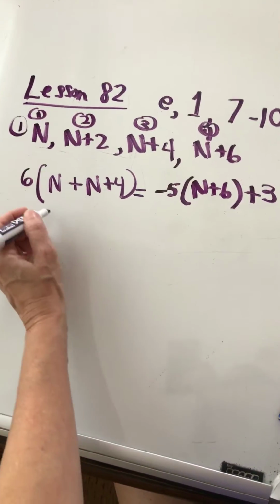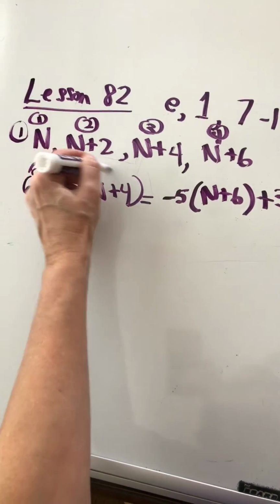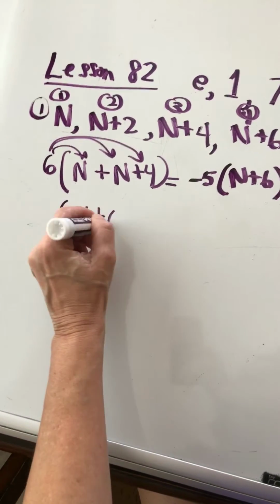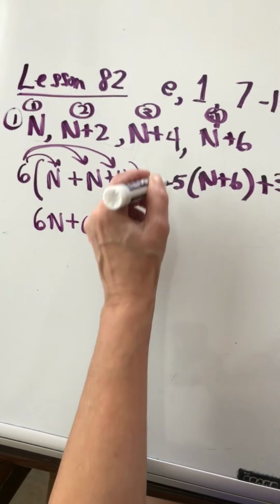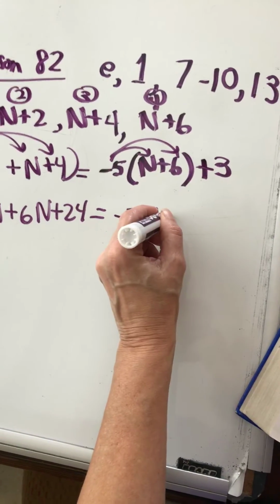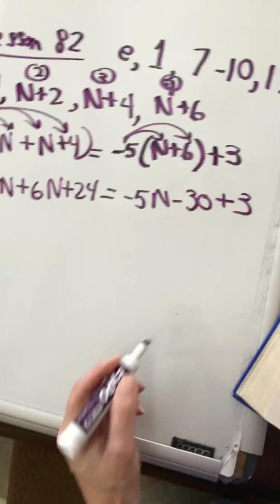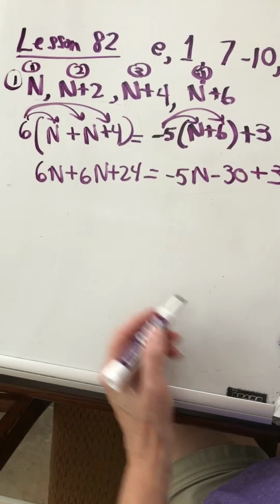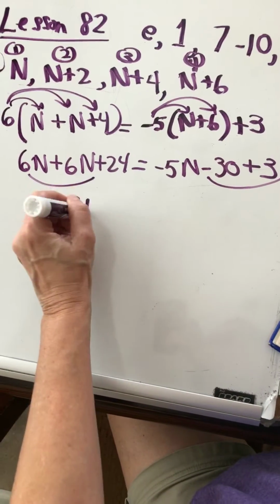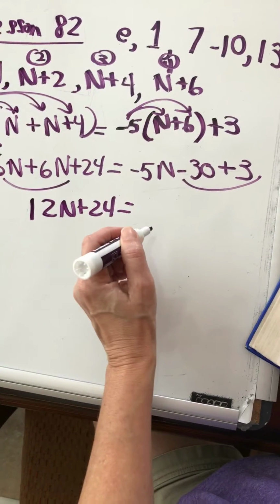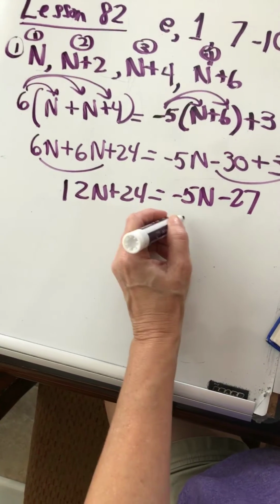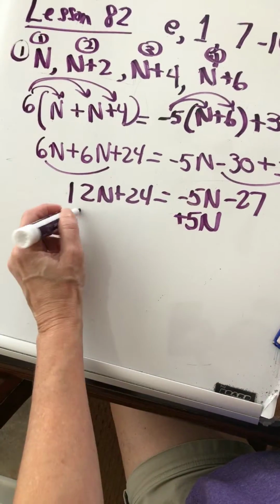Okay, so then we use distribution. Distribute the 6 to all of the terms in the parentheses to eliminate parentheses: 6n plus 6n plus 24 equals, now I'm going to distribute the -5: -5n minus 30 plus 3. At this point, I'm going to combine my like terms on both sides. So I'm left with 12n plus 24 equals -5n minus 27. I'm going to move my n's to the left through addition.